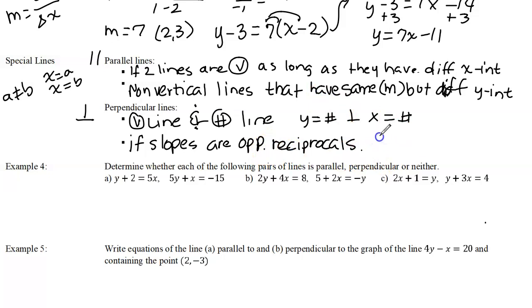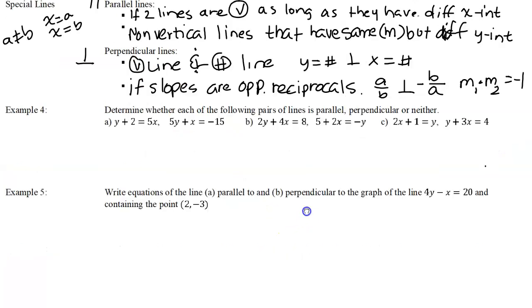For example, A over B will be perpendicular to the opposite, negative B over A. So they have opposite signs and they're reciprocals. And a little test for that would be the slope of the first line times the slope of the second line will always equal -1. So if you just multiply their slopes and it equals -1, they're perpendicular, unless they're vertical and horizontal lines, which is a special case. So there's our parallel lines and our perpendicular lines.